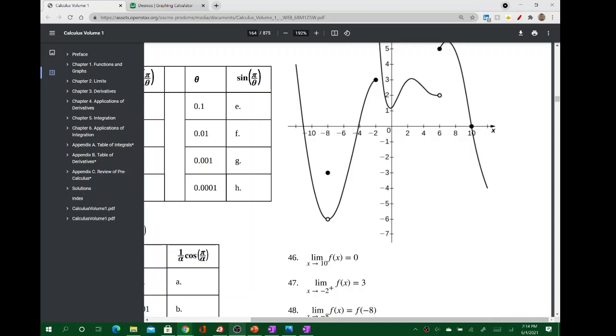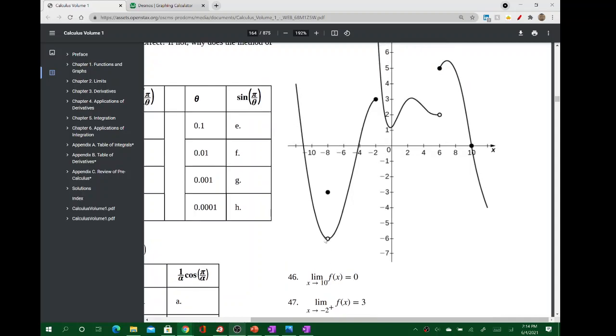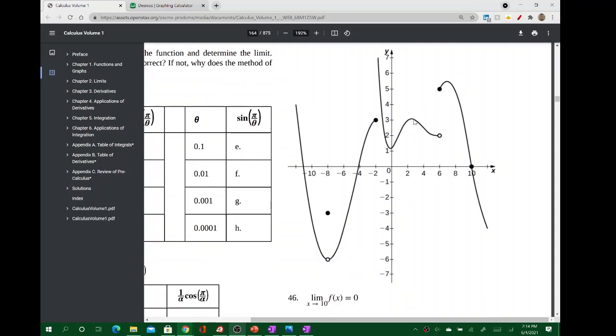Now number 47 says the limit as x approaches -2 of f of x from the right-hand side is 3. So again, you're going to go from the right-hand side all the way to x equals -2, so you're going to go like this, like this, like this, and you see that it goes up, up, up, up, up, up, up, and you're like, wait a minute, no it doesn't, it goes up to infinity.